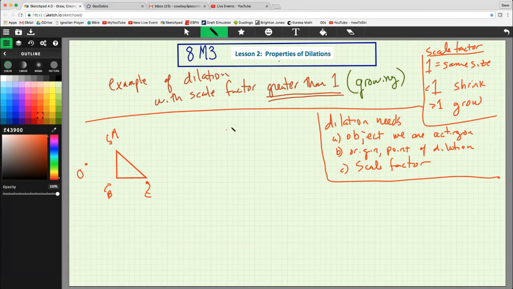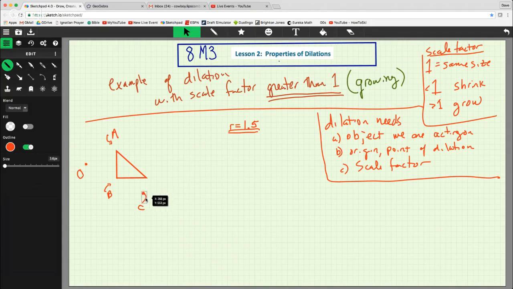So let's blow this thing up. Let's do it 1.5 times. So we're not doubling. It's growing because it's greater than 1, but we're not doubling the size. We're just going to make it 1.5 times bigger. Now, the way that we do it is the same way that we did a lot of other transformations. We're going to look at each point, act on each point on this object, and dilate each one, and then we're going to draw our final object.